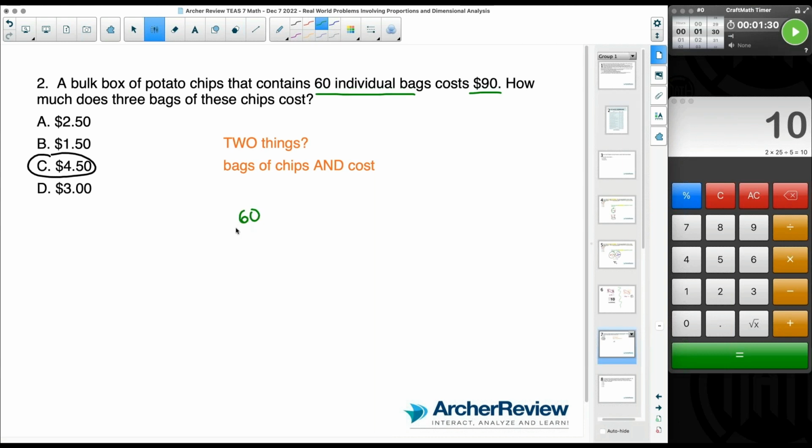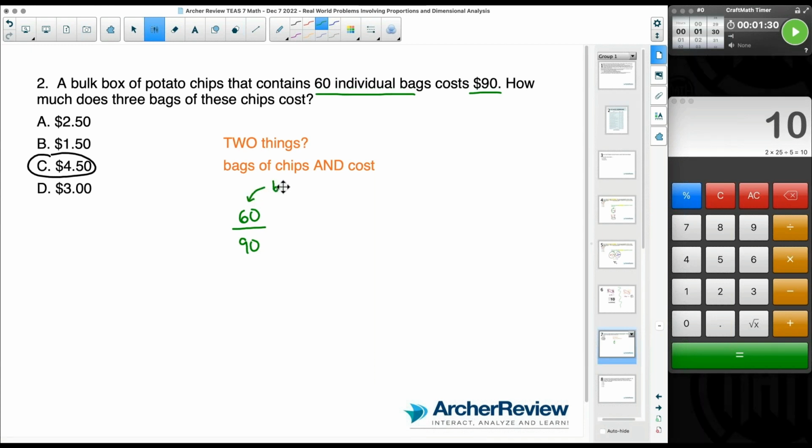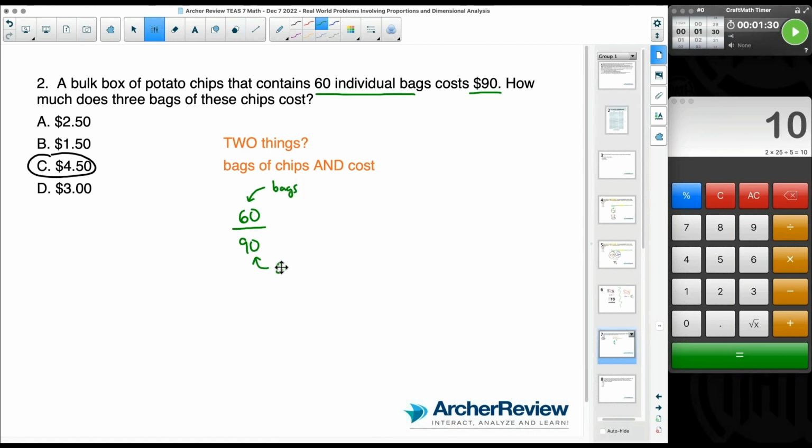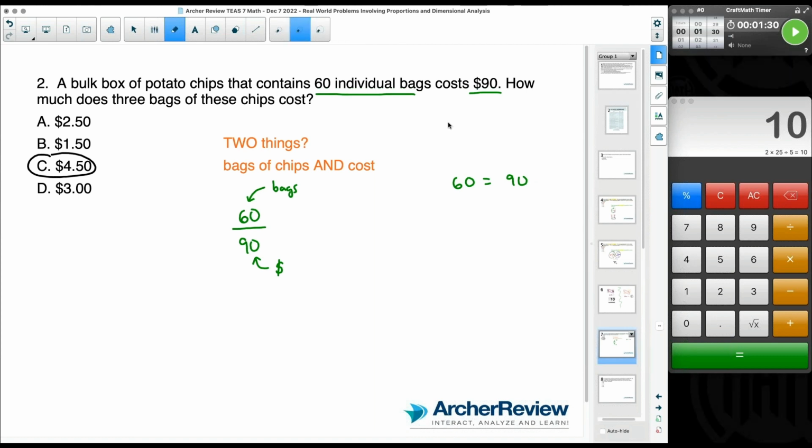I like to do mine this way. I like to put my first fraction with my 2 separate things. What does the 60 represent? The 60 is the bags. The 90 is the dollar amount, the cost. Now, again, some of y'all may have done 60 equals 90. That's fine. I'm just going to show one proportion.